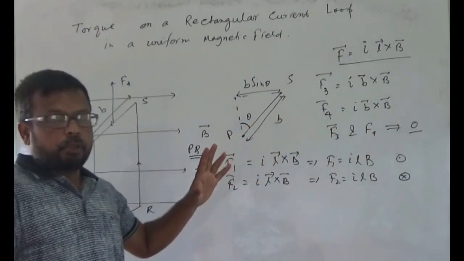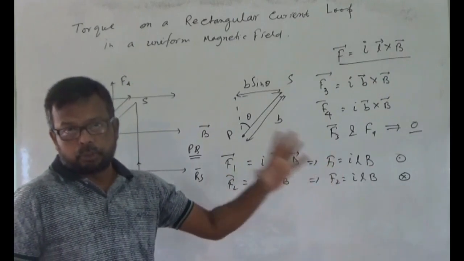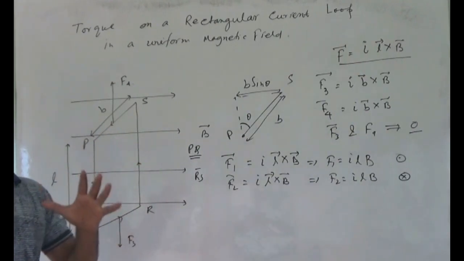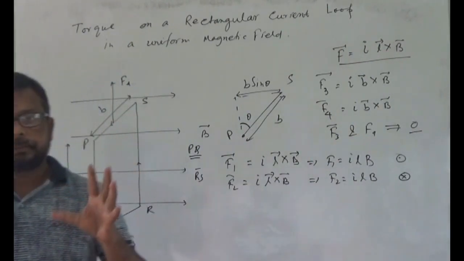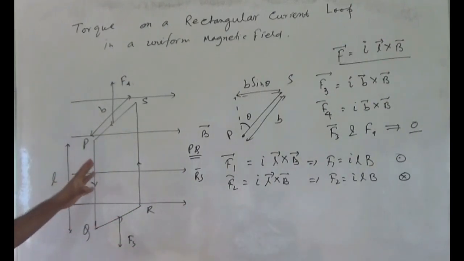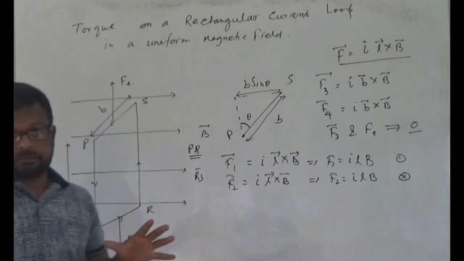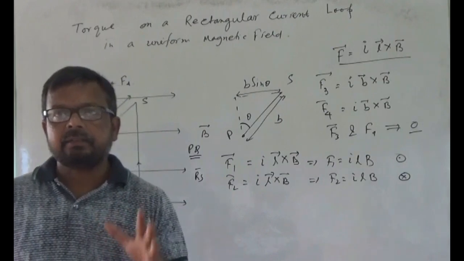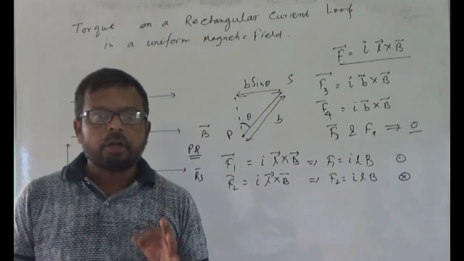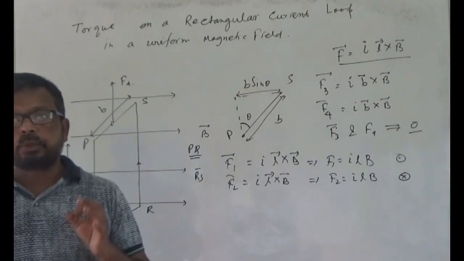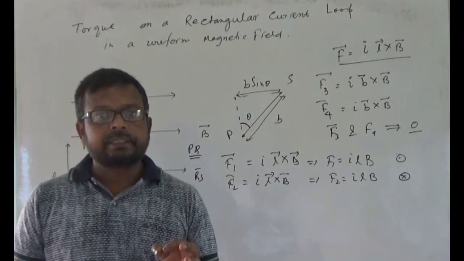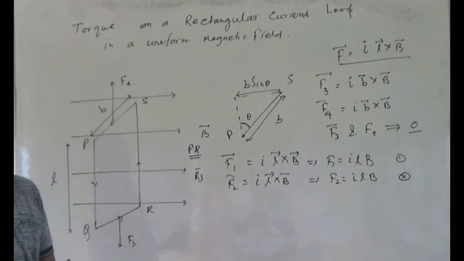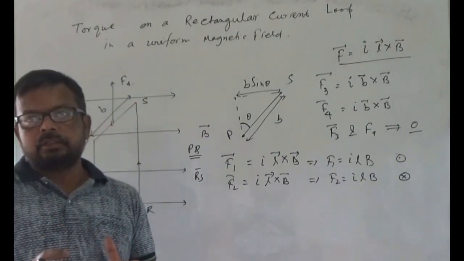F3 and F4 produce 0 force and F1 and F2 produce 0 force. Therefore, the total force acting on the rectangular loop is 0. But in this case, the lines of force are different. F1 and F2 act on different lines. So they form a couple and try to rotate the loop anti-clockwise. See here. And the net force acting on the loop is 0.